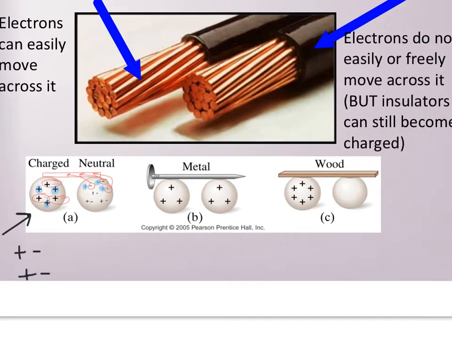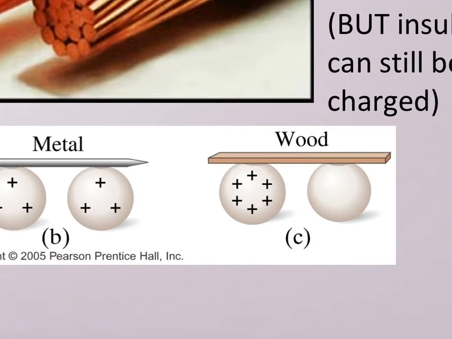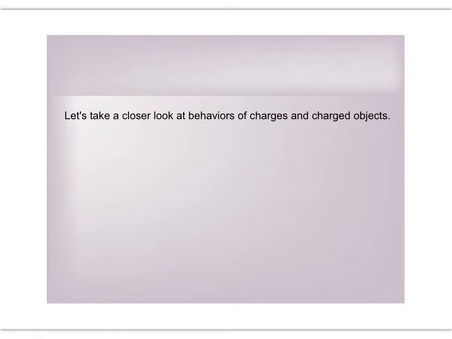But if you look at the wood, which is an insulator, when we connect the 2 objects, you see that charge does not move from one object to the other. Let's look at the behavior of charges and objects that are charged.